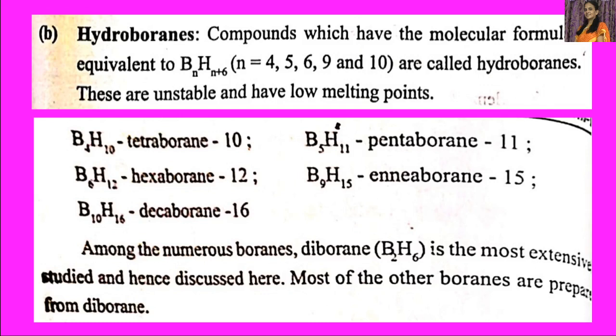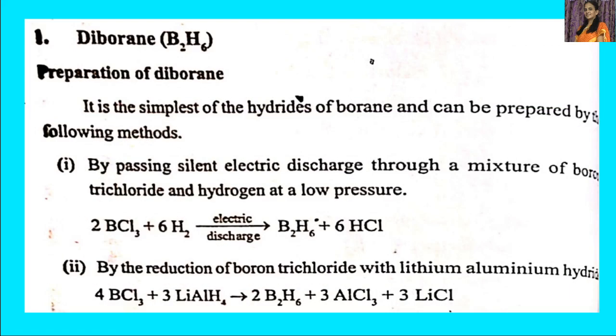So, among the numerous boranes, diborane, the first member of the simple boranes, B2H6, is the most extensively studied and hence discussed here. Most of the other boranes are prepared from diborane only. It is used as a starting material for many other boranes. Now, let's study diborane. Diborane is B2H6. It comes under the general formula BnHn+4.